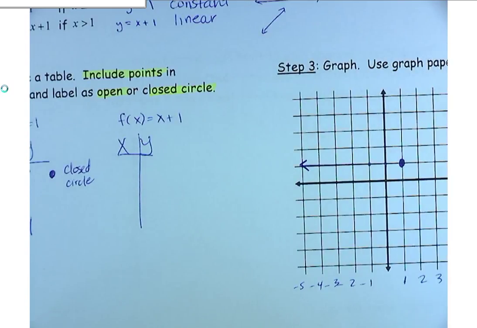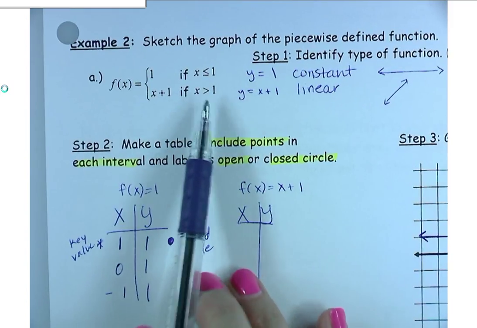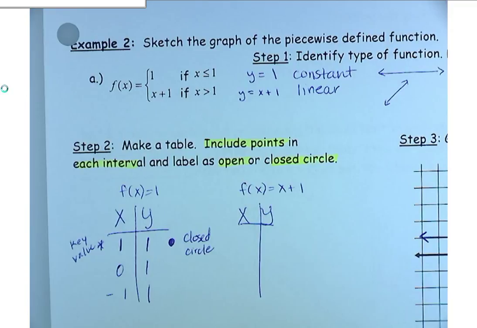Okay, is that first piece okay? Do you have questions for me about that? Okay, let's do the second piece now. So again, I have to look here to find what my key value is. What is my key value? It says it's greater than 1. So your key value is whatever you see there. So if you have this 1 here, your key value is going to have to be 1. Okay, so you have to include 1 on your table.